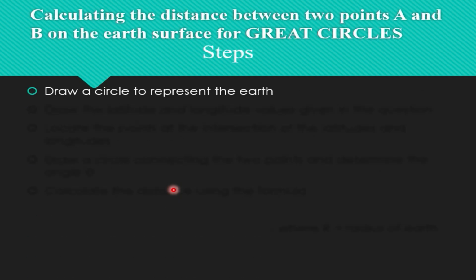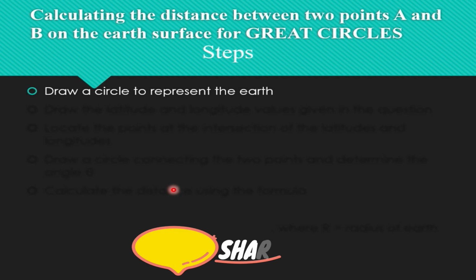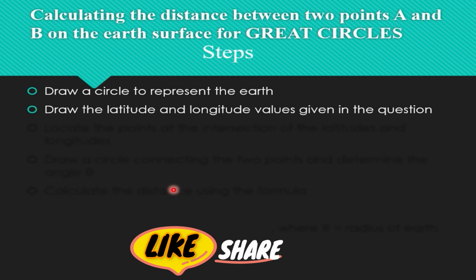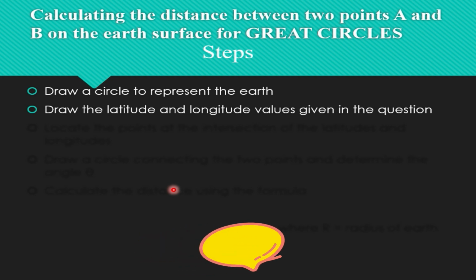So, calculating the distance between 2 points A and B on the earth's surface for great circles. We are trying to see how we can calculate some questions on great circles. So these are the steps we have to follow. First, you need to draw a circle to represent the earth. Remember, the earth is spherical, so we draw a circle to represent the entire earth. Then next, we draw the latitude and longitude values given in the question. So in the question, is it saying that latitude is 40 degrees or longitude 40 degrees? We draw that on the circle before we move on.